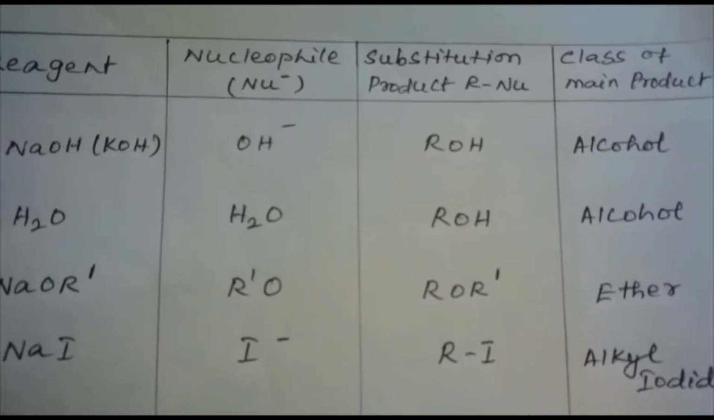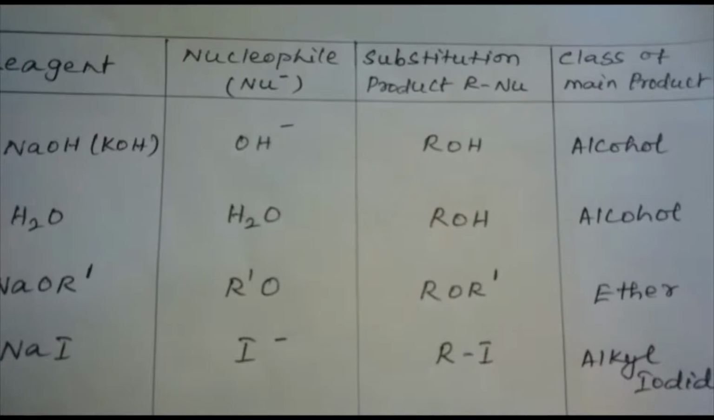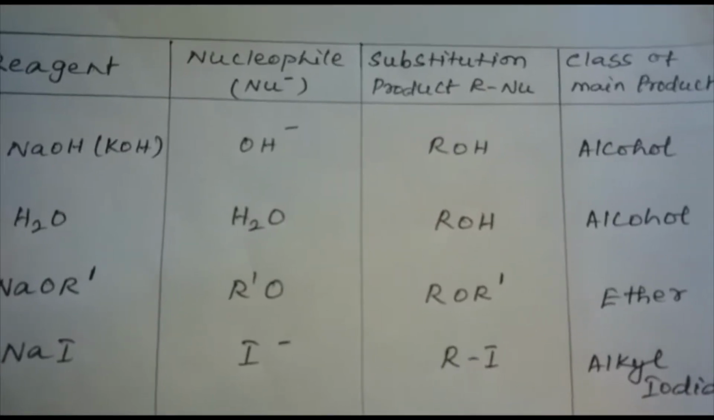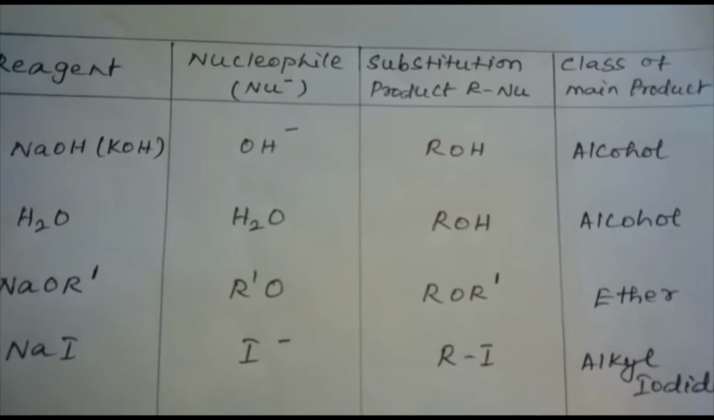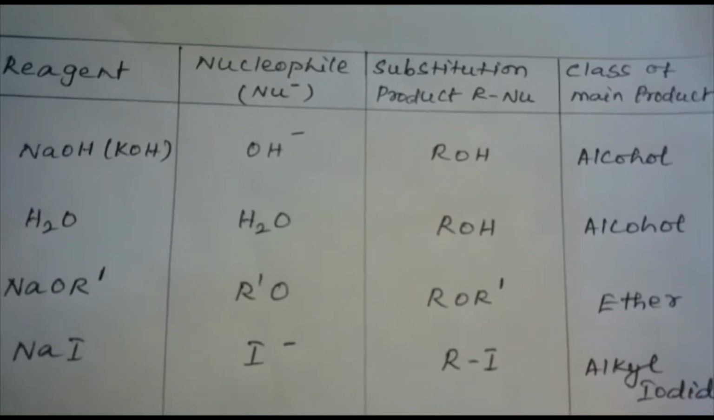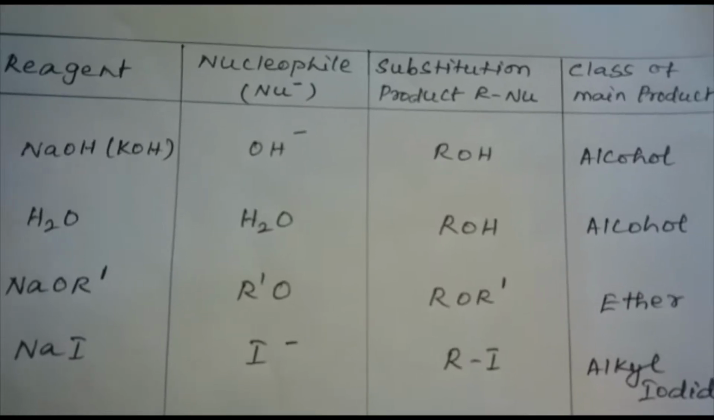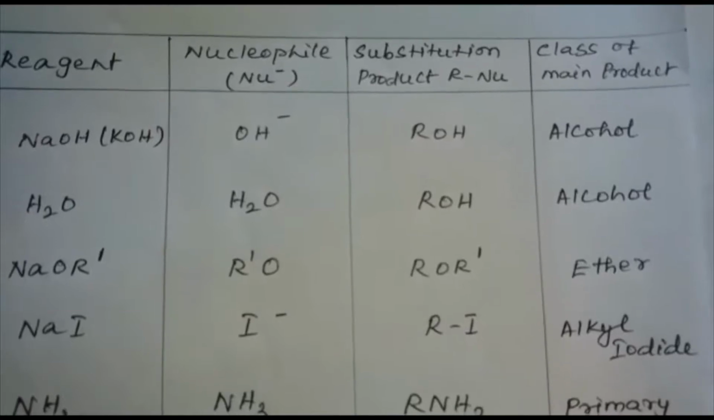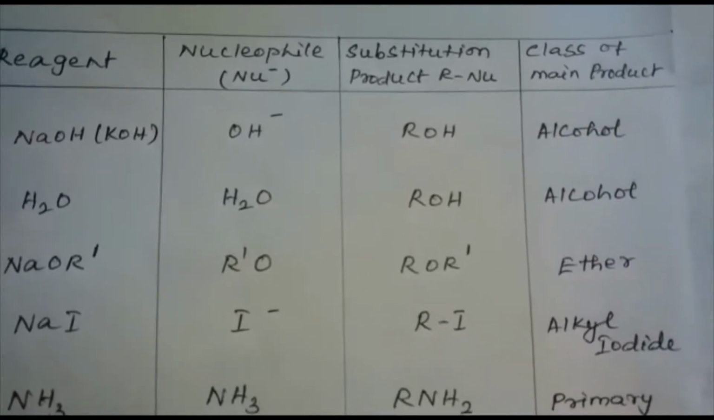Actually, the nucleophilic substitution reaction is one of the most useful classes of organic reactions of alkyl halides, in which the halogen atom is bonded to the sp3 hybridized carbon. The products formed by the reaction of haloalkanes with some common nucleophiles are discussed over here. Here, you see the reagent, nucleophile, and product. Let us see.